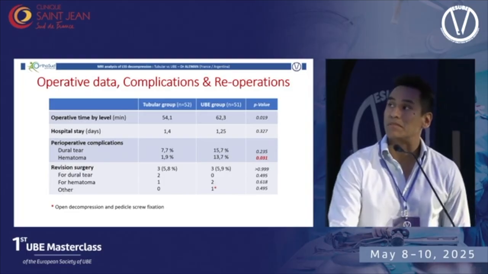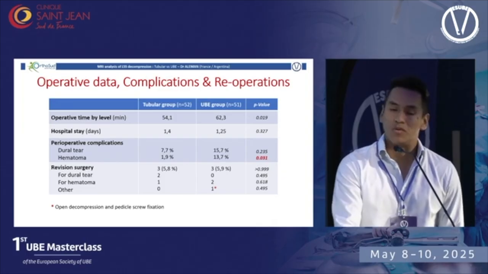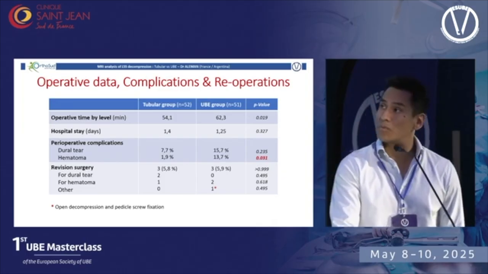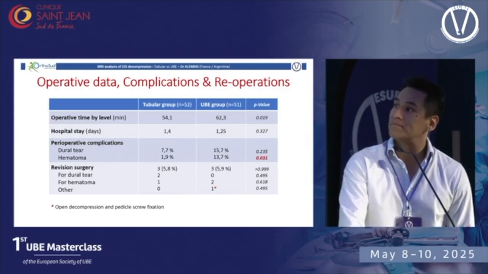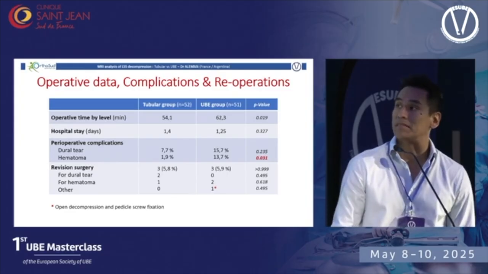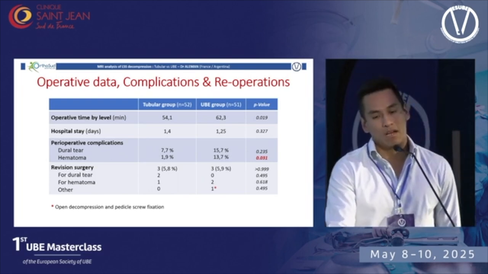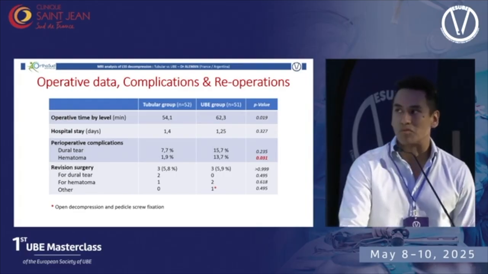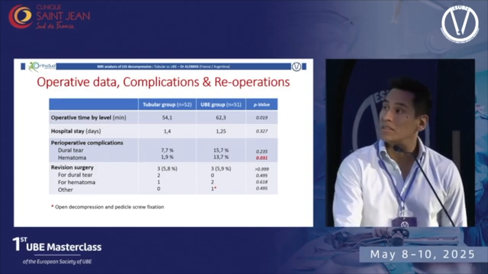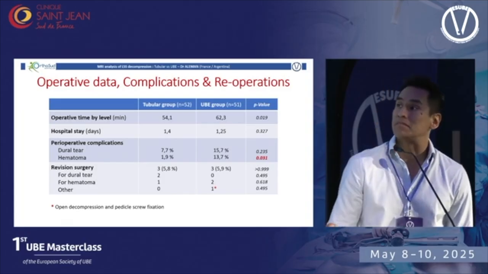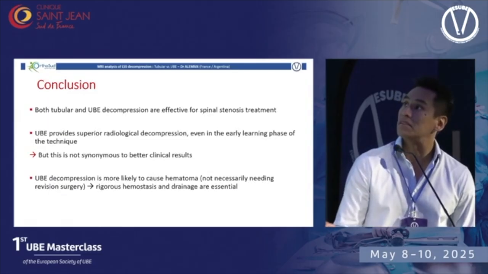The time of hospitalization was similar, but UBE decompression was associated with a higher rate of hematoma in the postoperative MRI, not always requiring surgical revision. No significant difference was found for the overall rate of reoperation.